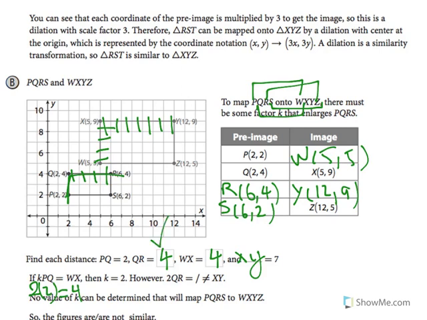But however, if we go from QR to XY, it doesn't work out. So then 2 times 4, which gives us 8, and it doesn't equal 7 here. So then no value of K can be determined that will map PQRS to WXYZ. So the figures are not similar.